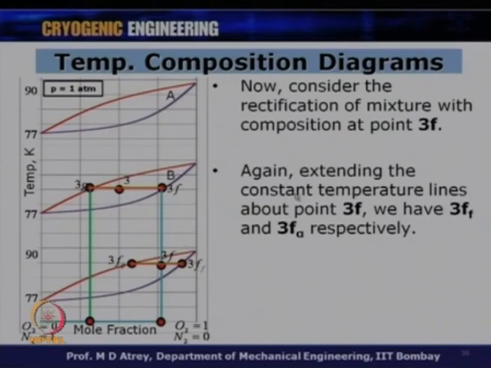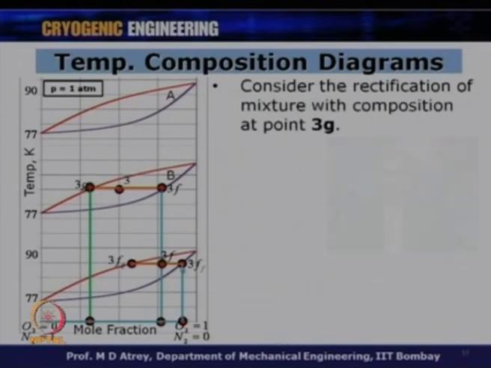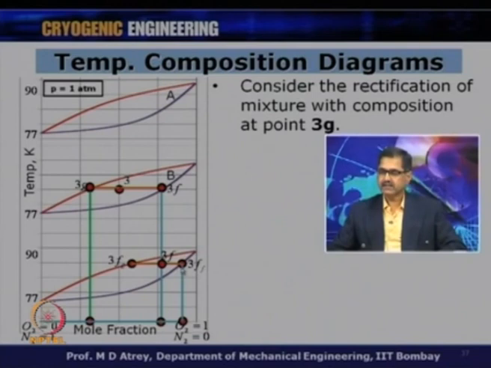So, again extending the constant temperature line about 0.3 F, we have 3 FF and 3 FG respectively. The liquid composition of the high boiling component 3F will be given as Y liquid, which is 3F at this point, which is richer than what it was at this point. So, what I am going to do is I will repeat this again and again, so that I will reach the rightmost quantity. So, the liquid is going to be condensed again and reach light.